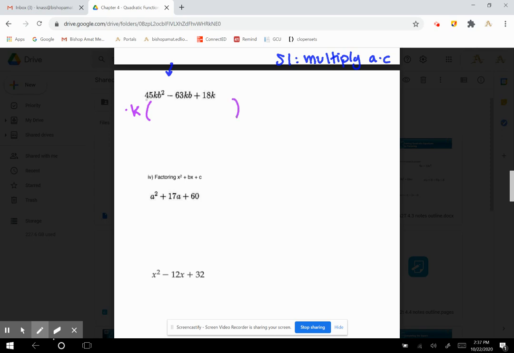I said I saw K, so I know I can factor K out. And then what number's in common between 20 or 45, 63, and 18? And that number is 9. So I get 5b squared minus 7b plus 2. All right, so now I go into my steps. So step 1 is to multiply the 5 and the 2 together to get me 10. And those 1 and 10 and 2 and 5 are my factors.